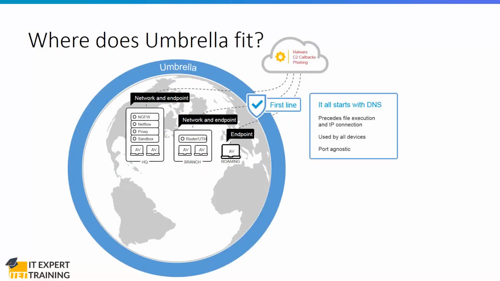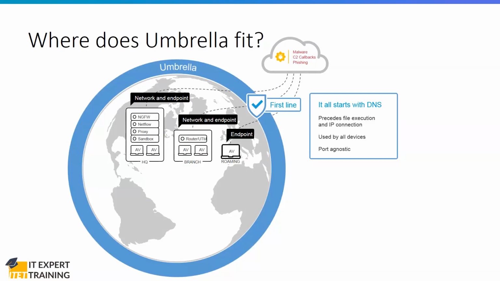So DNS is a foundational component of how the internet works right now, and it's used by every device in the network. If you go to the firewall, the proxy, the endpoint, the router, everything needs DNS, correct? So way before the malware file is downloaded or before an IP connection over any port or any protocol is even established, there is a DNS request. Without this, there is no way to connect, right?